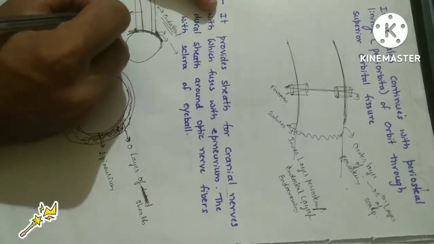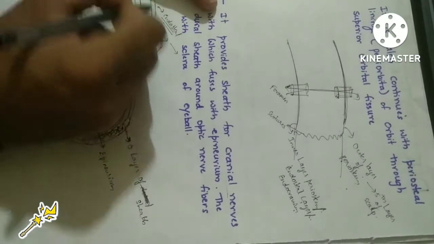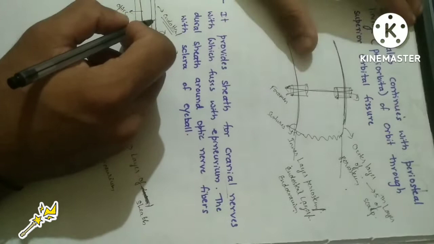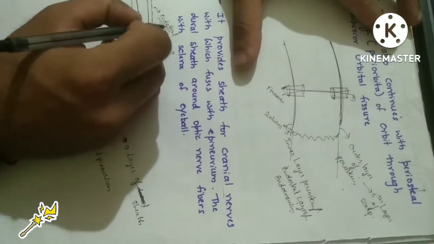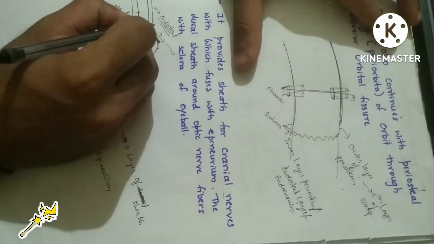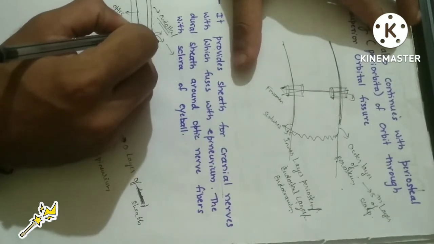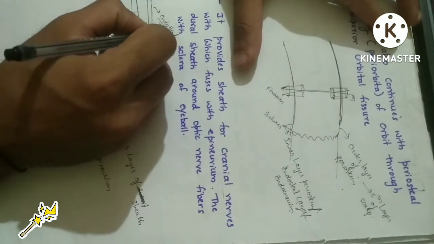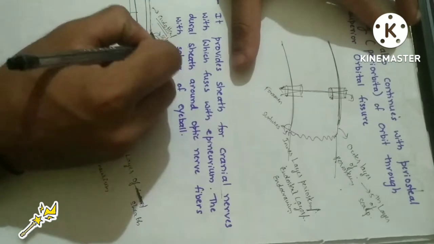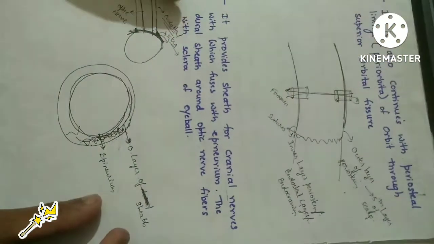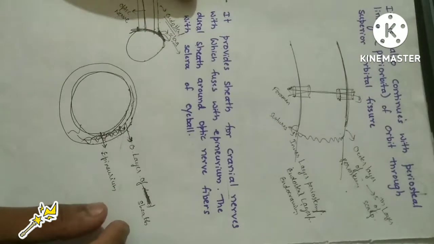Suppose this is the optic nerve. Now this optic nerve on the outer surface is covered by the outer endosteal layer. This endosteal layer is going to come in contact and merge with the sclera of the eyeball at the posterior part. So these are the features of the outer endosteal layer.